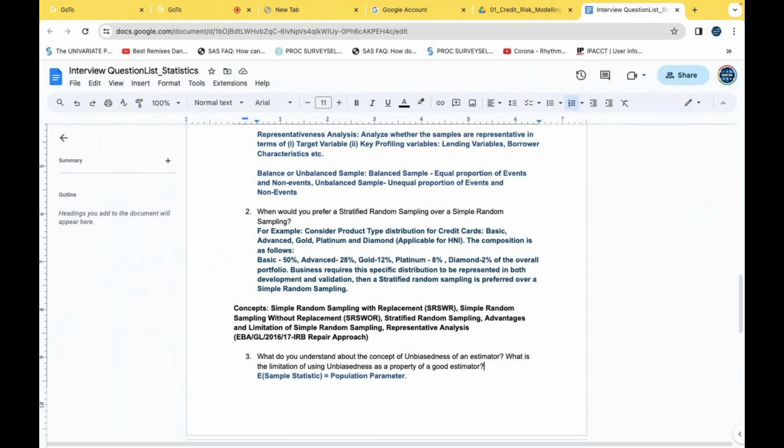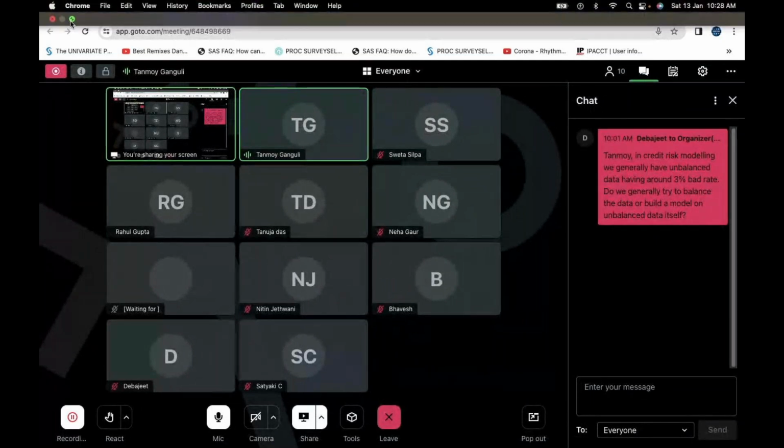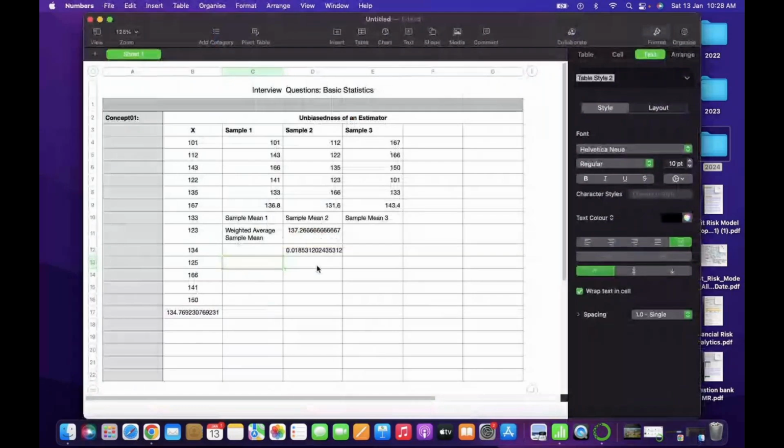So why is it that unbiasedness, or what do you think is the limitation of unbiasedness as a property of a good estimator, from the description of unbiasedness that we have just seen in this Excel sheet? So from here, what can you make out? Just have a look at this example. The limitation of unbiasedness is itself hidden in this example.